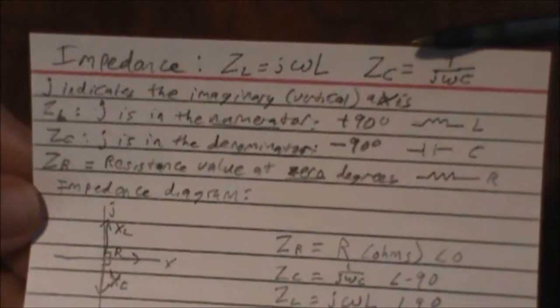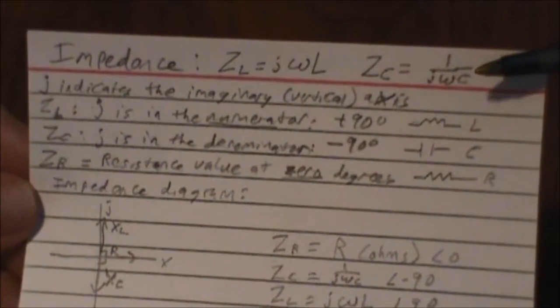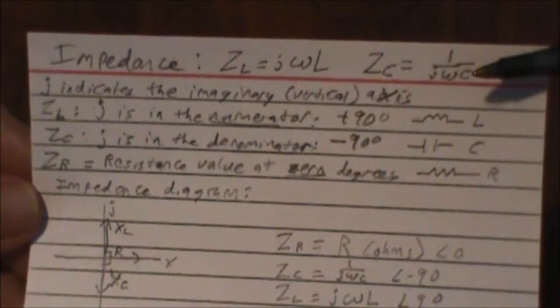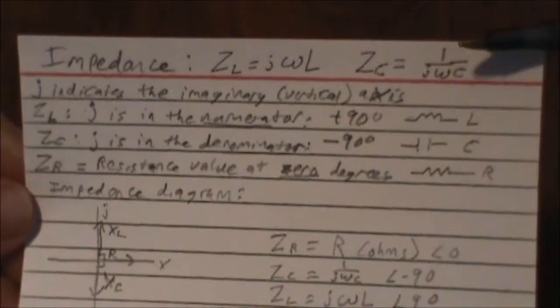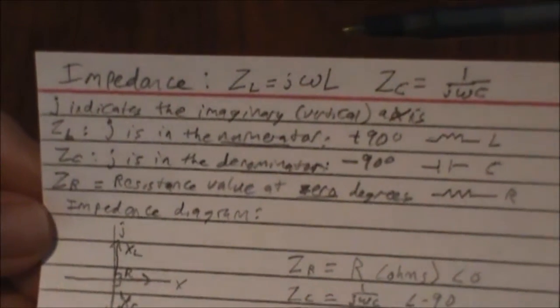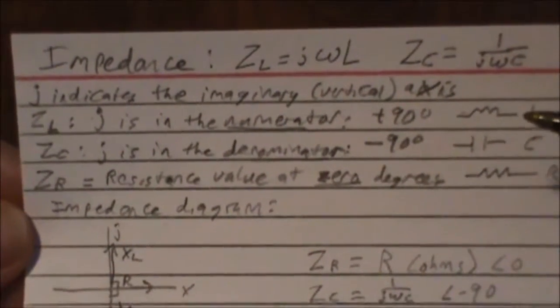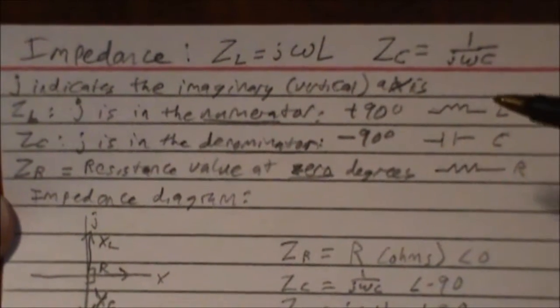And then Z sub C is simply the reciprocal of that formula, except it's C, capacitance in farads. Z sub C is equal to 1 over j omega C. Z sub L equals just j omega L. So j, vertical axis, Z sub L, the j is in the numerator.